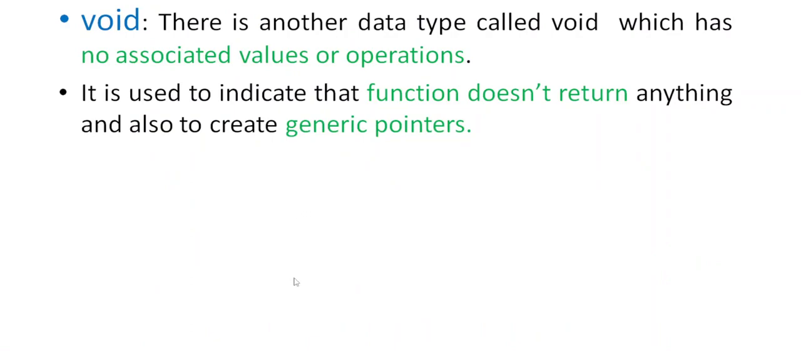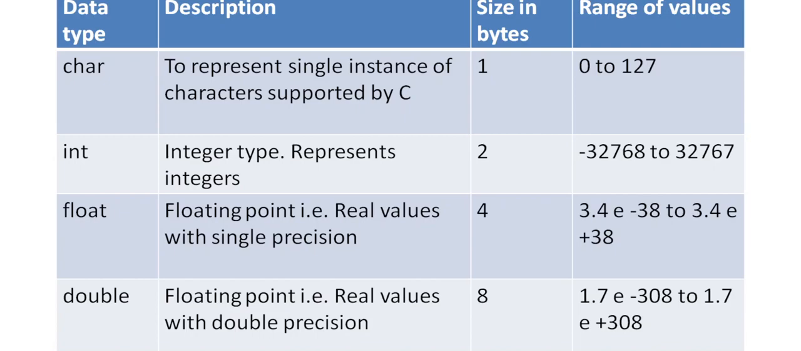Void is another data type that may be considered. Void is nothing but do nothing, which has no associated values or operations. But generally it can be used along with pointers, another concept in C language, to create generic pointers. We'll get into the details later. So this is information regarding the data types.